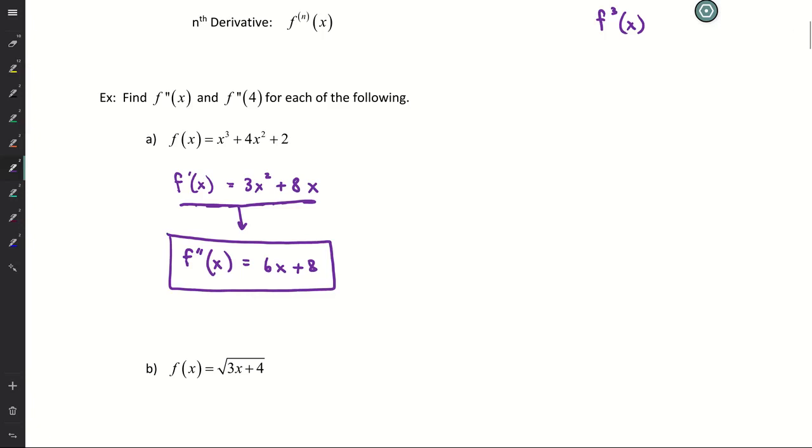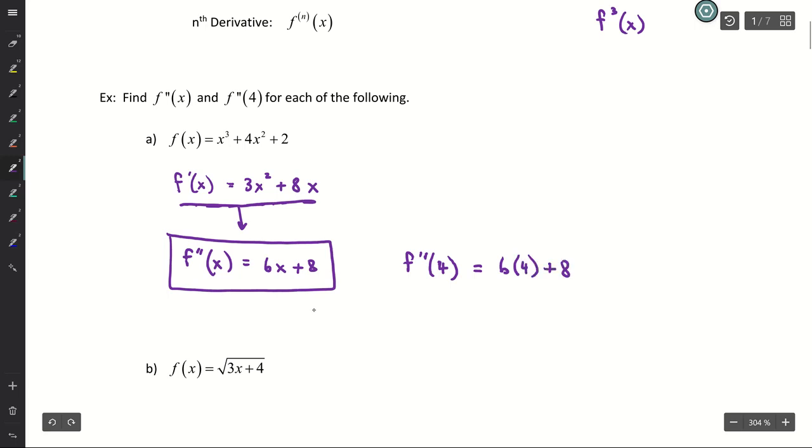They also wanted us to find the second derivative evaluated at 4. So we would do the second derivative evaluated at 4 and simply plug in 4 everywhere there was an x in the function. So we'd do 6 times 4 plus 8. On there we'd end up with 24 plus 8, and that would yield 32. So the second derivative evaluated at 4 is 32.